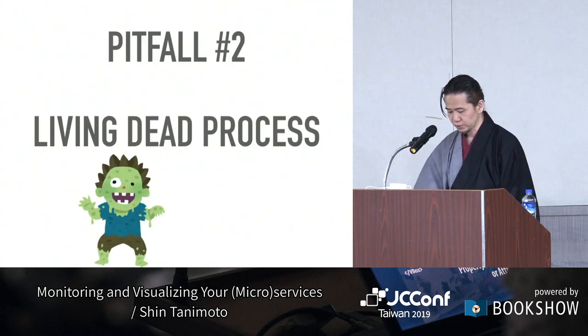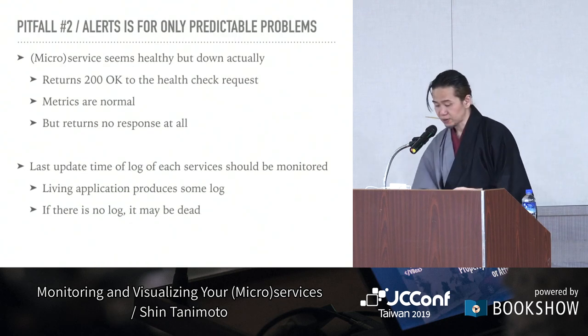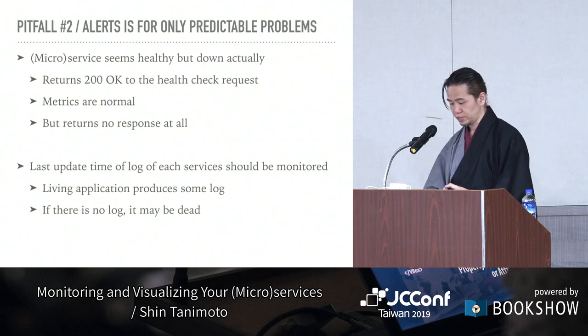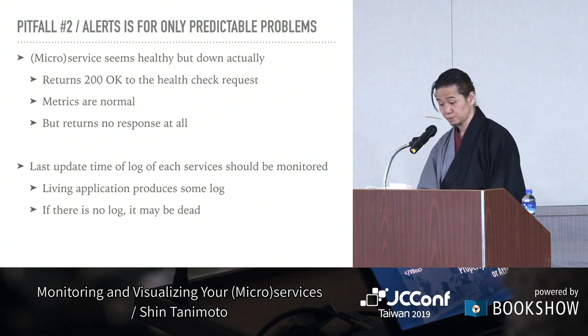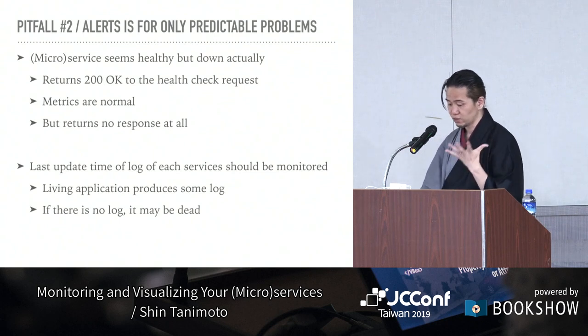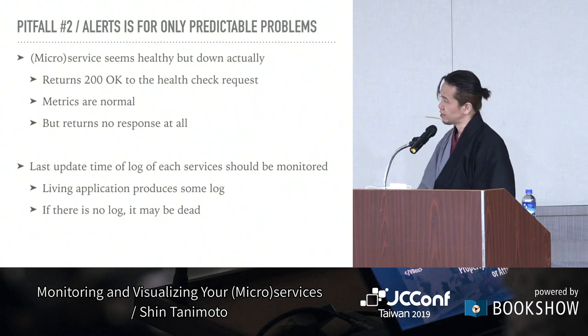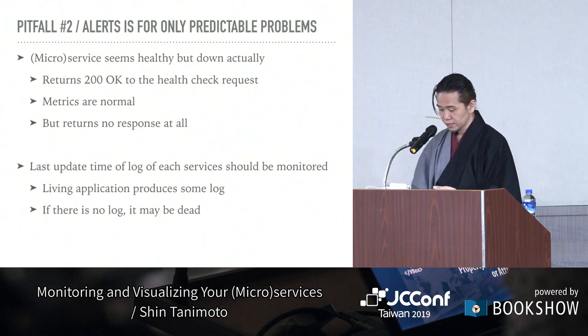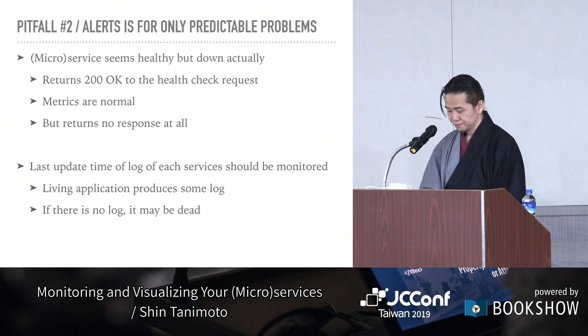And the next pitfall is a process that is not really running. Sometimes microservices appear to be running normally, but are actually down. It returns 200 OK to the health state request, and the metrics are sometimes normal, but there is no response at all. It's like a zombie, looking alive but actually dead.